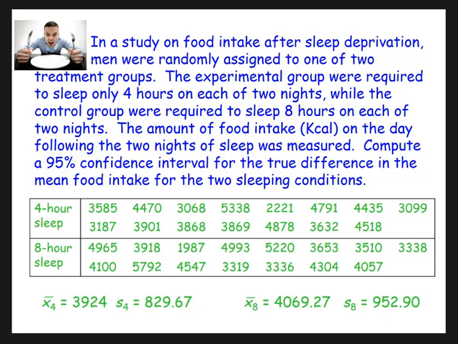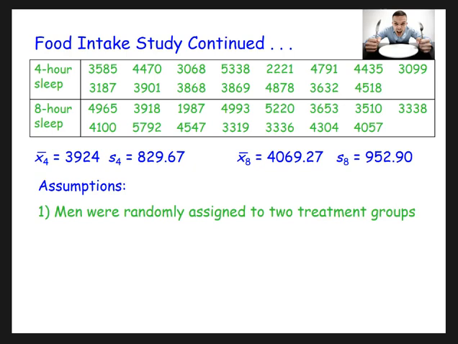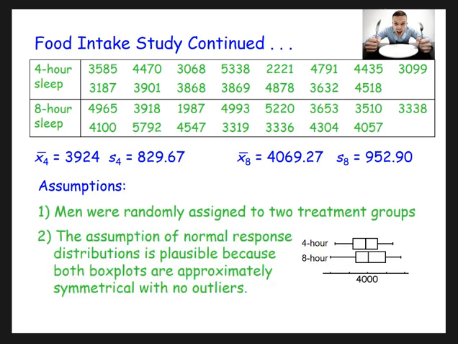So I found the mean and the standard deviation of the calorie intake for the 4 hours of sleep. Then the mean calorie intake for 8 hours of sleep and the standard deviation for those. Now, surprisingly, the 8 hours of sleep seems to be larger. So we verify our assumptions. Those are independent samples from 2 different treatments. The box plots seem to indicate that they are both normally distributed.